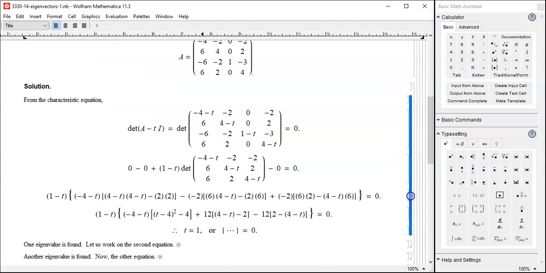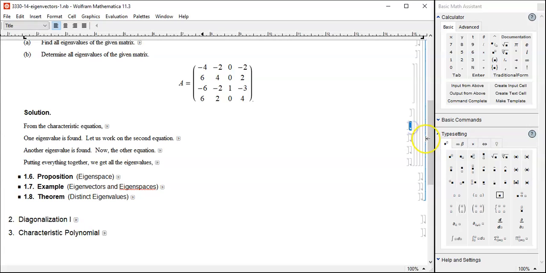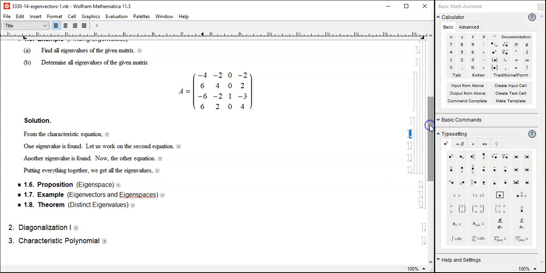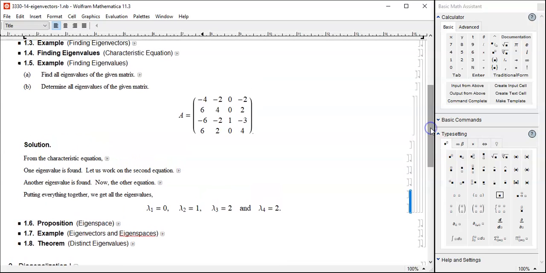It turned out you can set up the characteristic equation. Same matrix except for negative t, minus t in the principal diagonal. Everything else remains the same. Take the determinant, set it equal to 0, and simplify, and you're going to get the solutions: t equals 0, 1, and 2, and another 2. Those are the eigenvalues. Now, based upon these eigenvalues, we can find out eigenvectors.